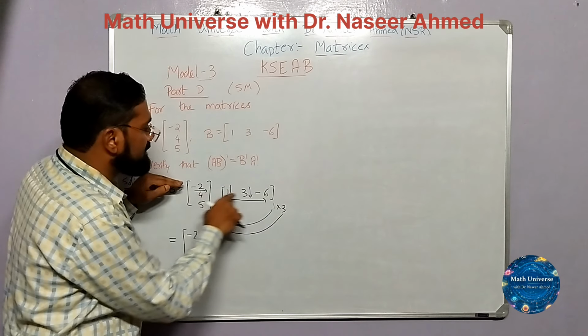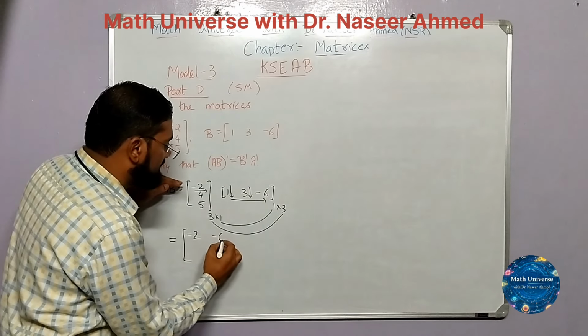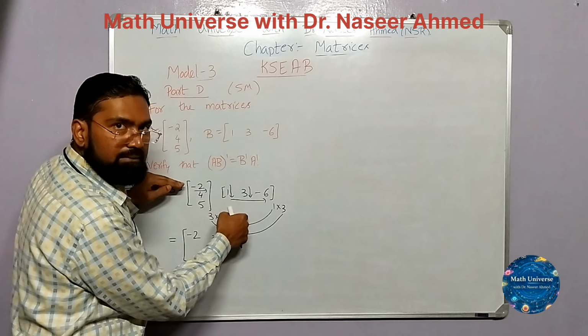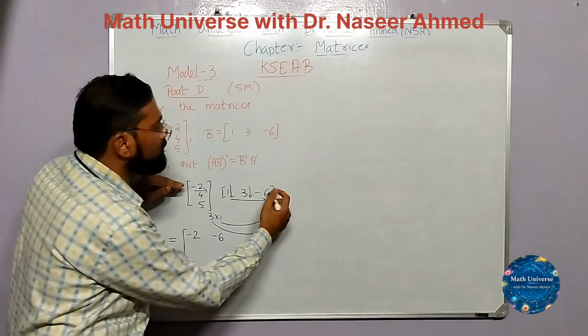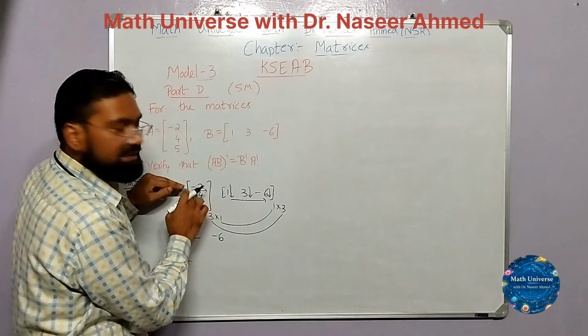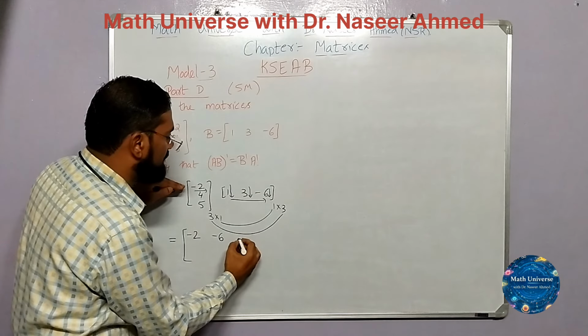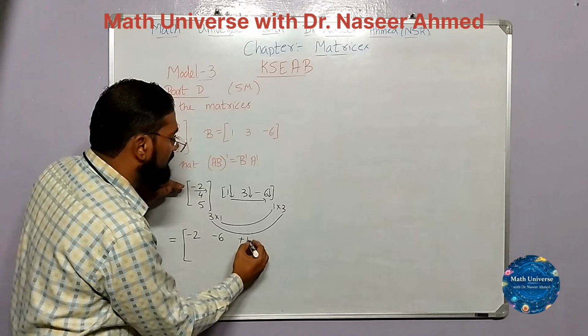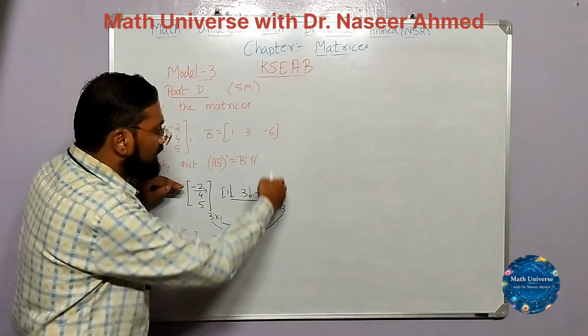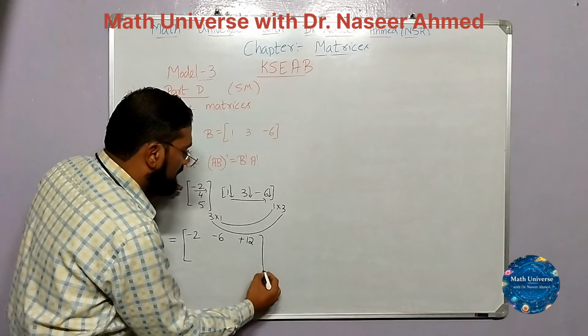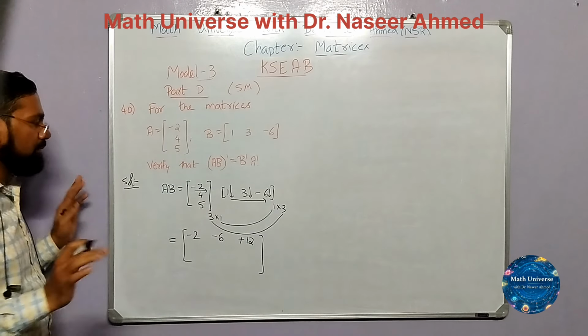So now -2 into 3 is -6. Do we have any more column elements here? No. So now we'll shift to the third column. Row remains the same. Minus into minus is plus. 2 sixes are 12. Do we have any more columns? No. Close the matrix.